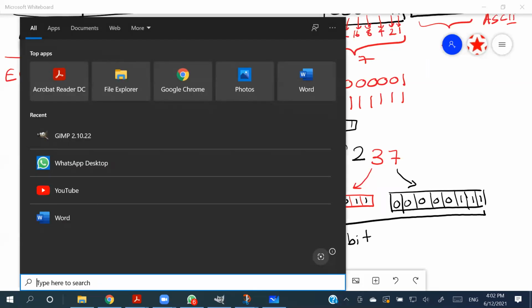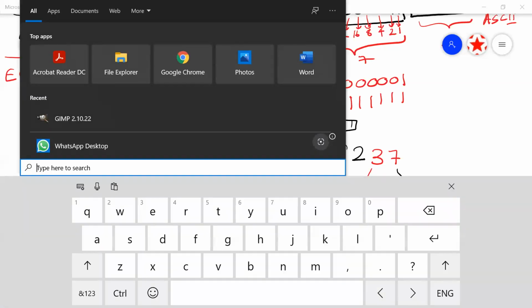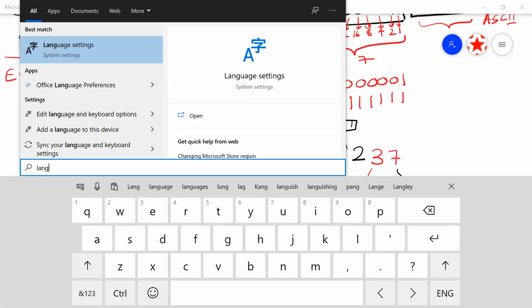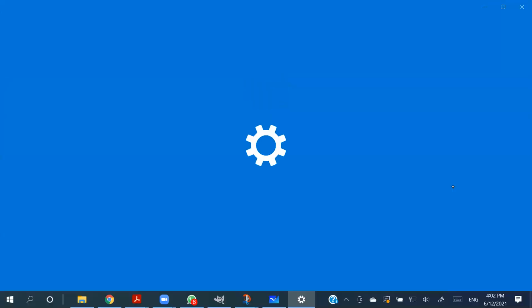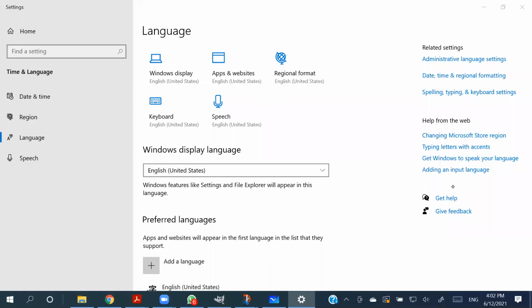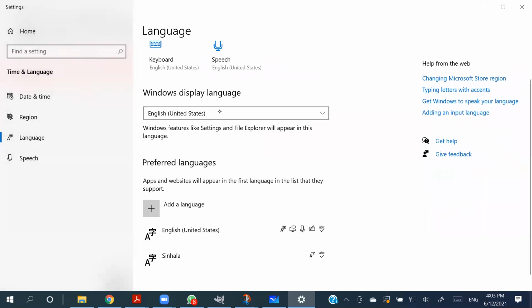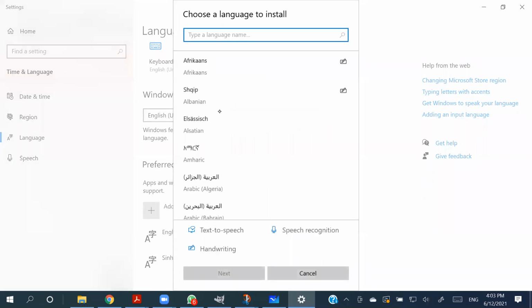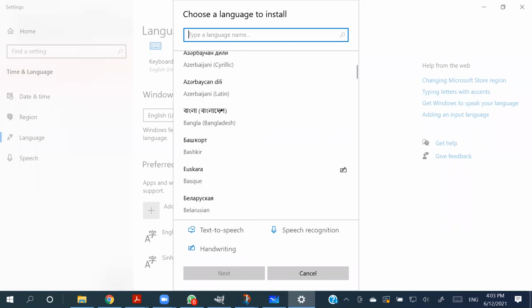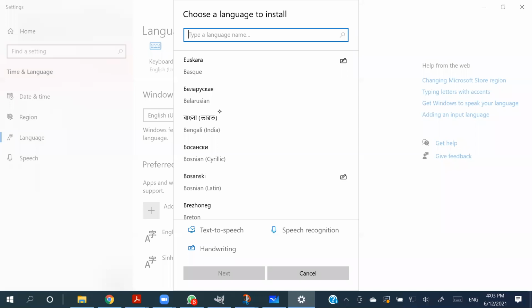Now in your computer you can see what are the languages that we use. Language settings. So if I go to add language, this is the language list that we have, right? And now a lot of languages are based on the English letters.